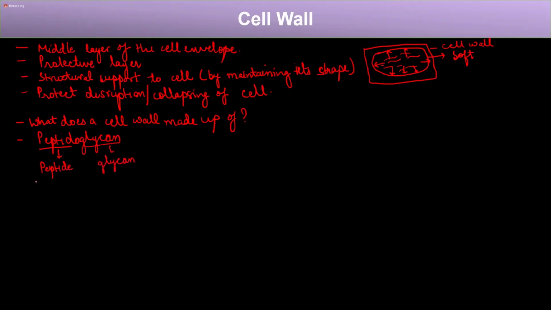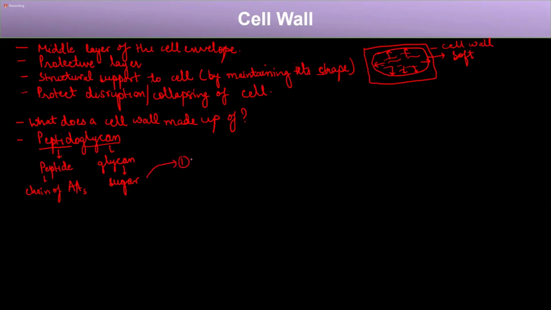So what is peptide? It is basically a chain of amino acids, right? And glycans are generally sugars. Now, the cell wall of the prokaryotic cell is made up of two types of sugar. What are these two types?